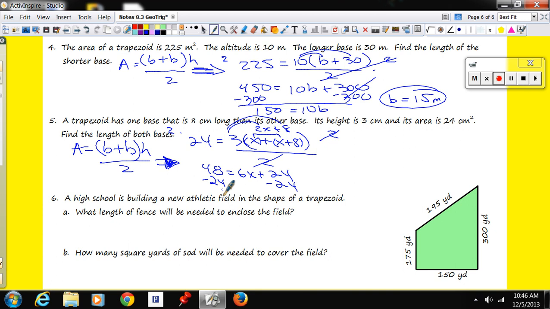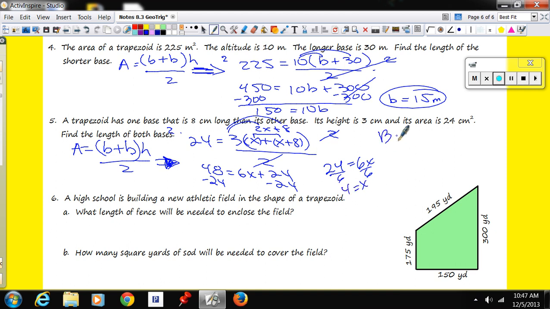How did you get 8? Because it says that one base is 8 longer than the other. Okay. So if one is x, the other one is 8 more than that. So it's 8 plus x, or x plus 8. So that's going to give us 24 equals 6x, and x is going to be 4.